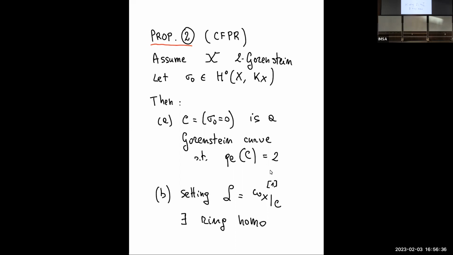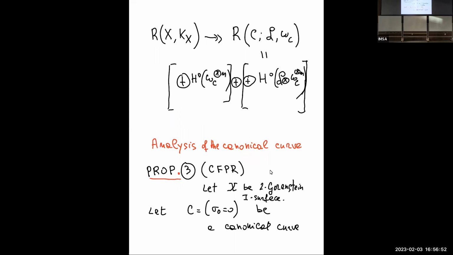And setting L to be the restriction of K_X to C, the double dual, the free part of the restriction, we have a ring homomorphism, which comes from the canonical ring of K_X into the ring R(C, L), which means the sum of the powers of omega_C plus the powers of omega_C twisted with L.